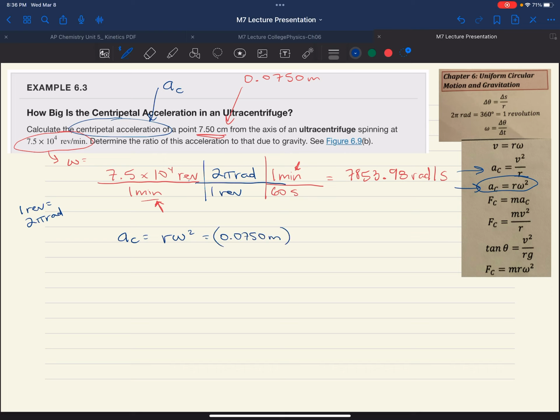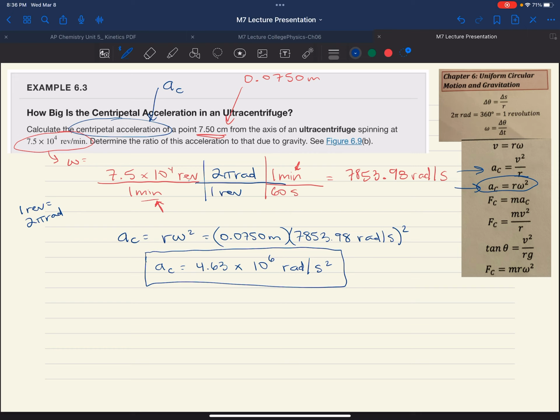0.0750 meters, and that's 7853.98 radians per second squared. So by plugging this into the calculator, we can pretty quickly find that the centripetal acceleration is 4.63 times 10 to the 6th meters per second squared. Oh, not meters. Look at that. See, I did it too. Radians per second squared. Wow, that's a pretty fast acceleration. Around 4.5 million radians per second squared.